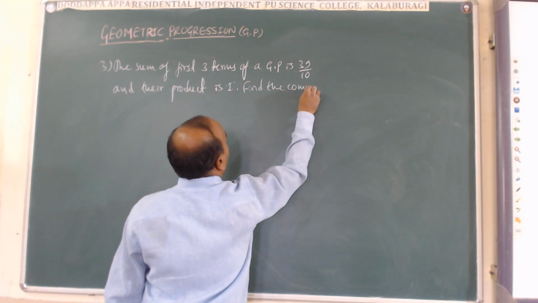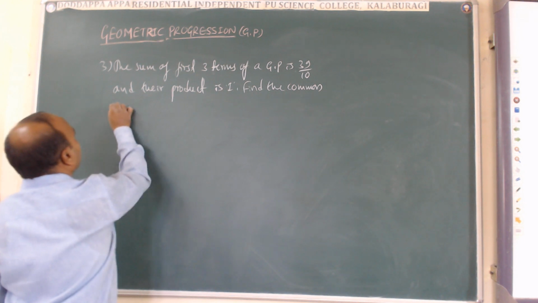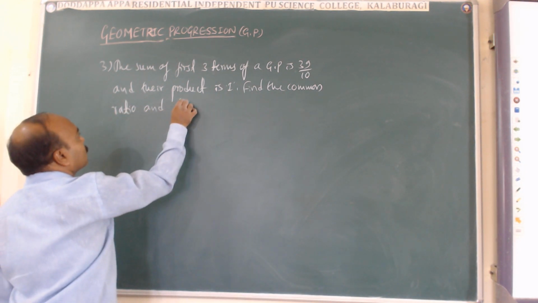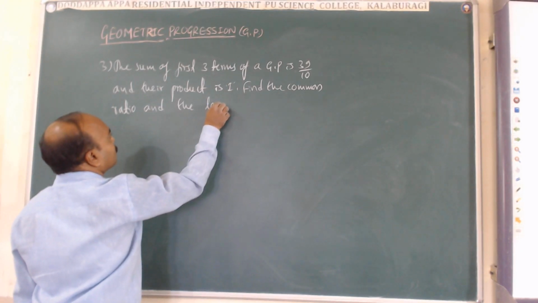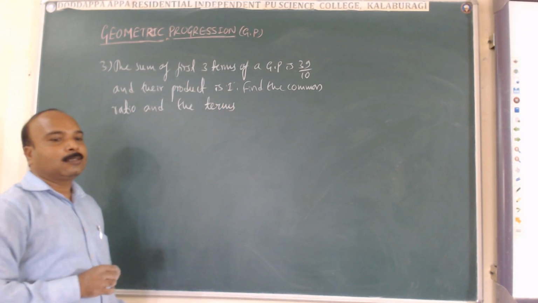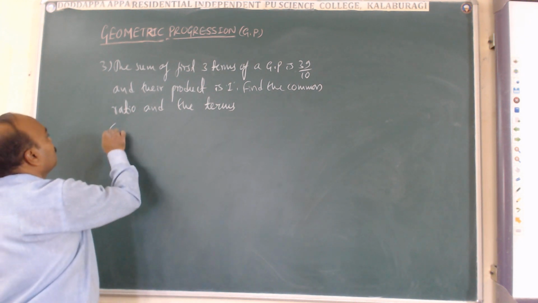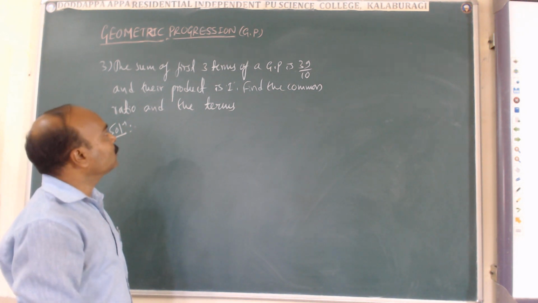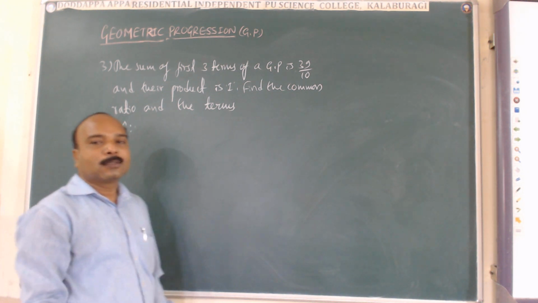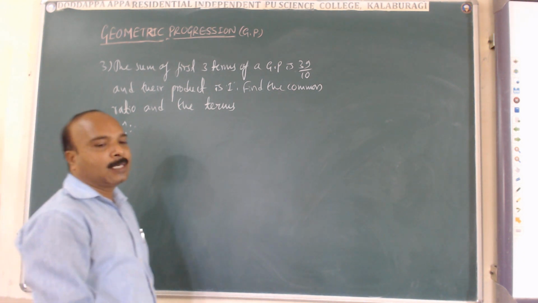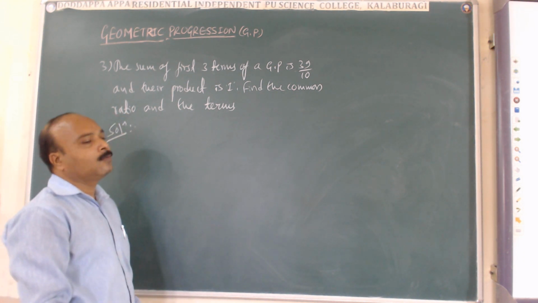Find the common ratio and the terms. So this is the question. Now here we find the 3 numbers which are in geometric progression under the condition that their sum is equal to 39 by 10 and their product is equal to 1.